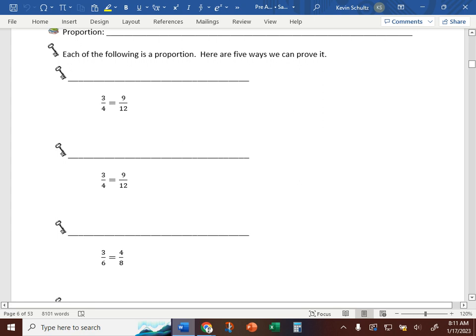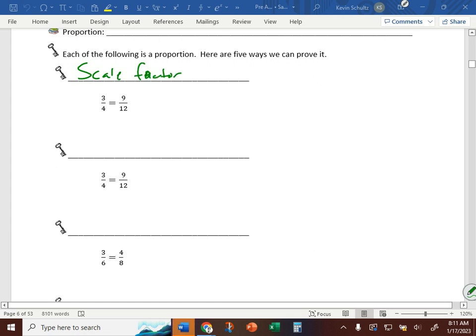Okay, so one way to prove the following is a proportion. In fact, take a look at this. 3/4 is equal to 9/12. How would you prove that? I'll throw it out to you here, since you're so talkative. How would you prove to me that's a proportion? Yeah. Multiply them both by 3. Okay, so we can use scale factor.